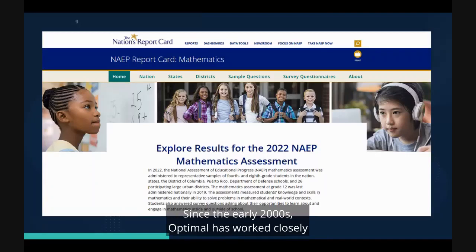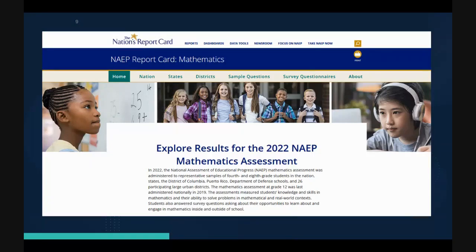Since the early 2000s, Optimal has worked closely with the National Center for Education Statistics, NCES, to support reporting and dissemination activities for the National Assessment of Educational Progress, also known as NAEP. Administered at the national, state, and district levels, NAEP measures what students know and can do in the United States.